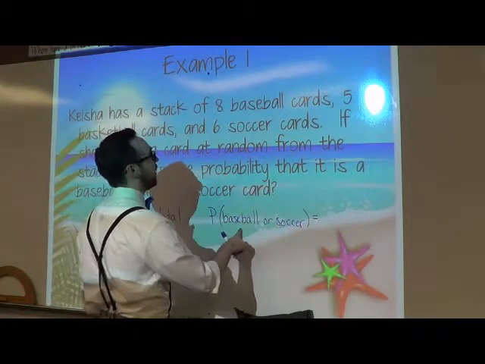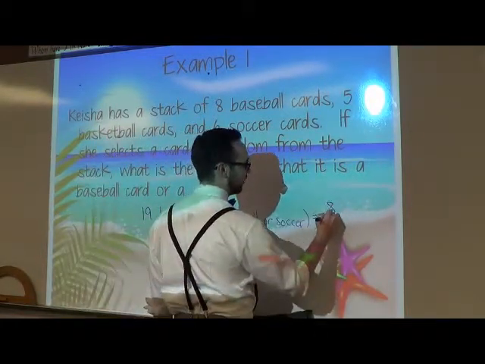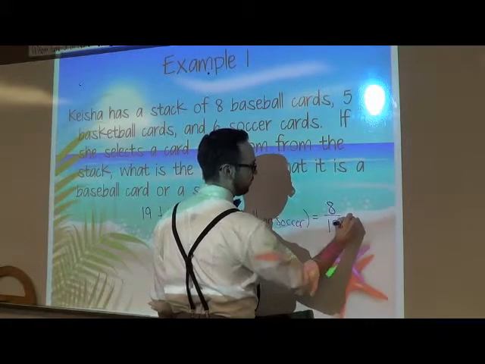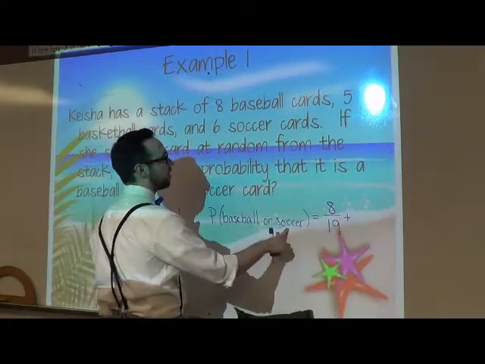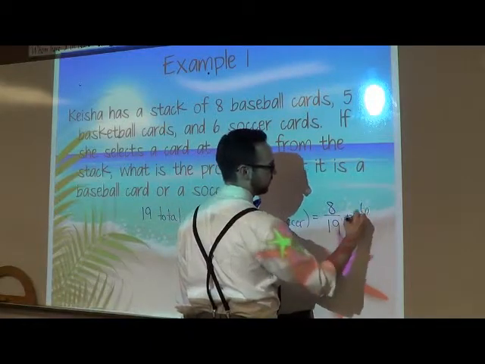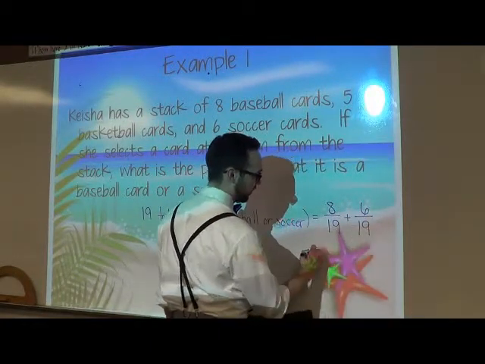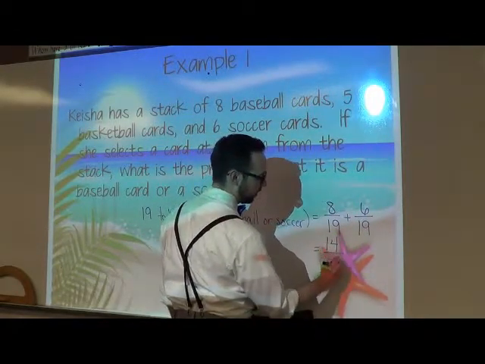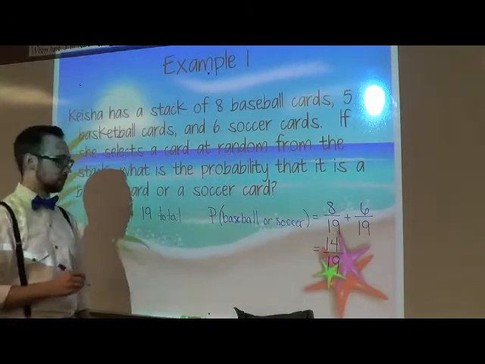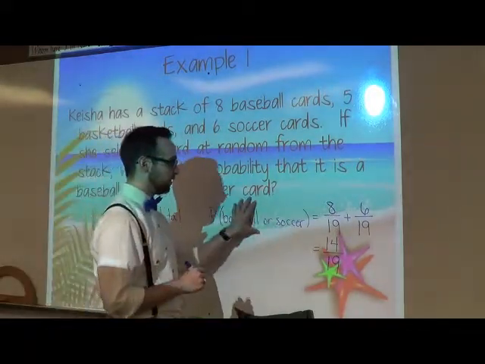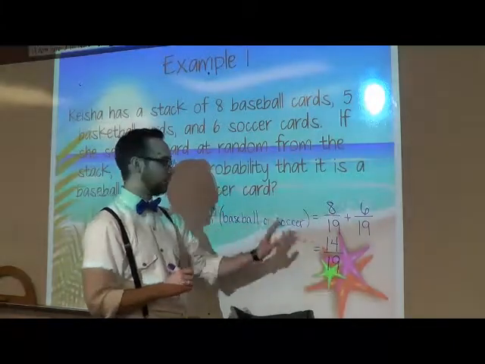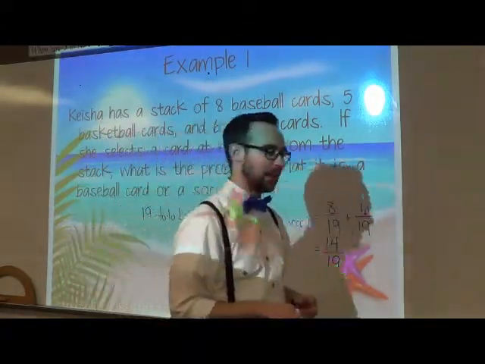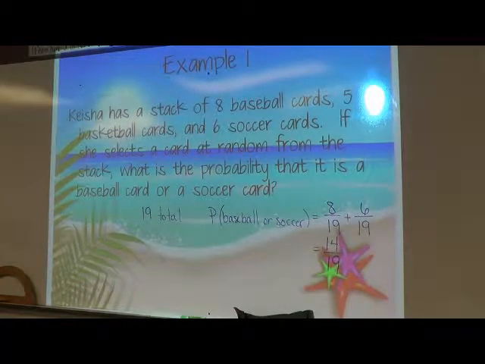What's the probability of getting either of these? Well, the probability of getting a baseball card is 8 out of 19. And we're simply going to add that to the probability of getting a soccer card, which is 6 out of 19. The combination of those two events together would be a total probability of 14 out of 19. For me to be successful, I can pick either one of these, and together there are 14 combined baseball and soccer cards, so I have a 14 out of 19 chance of pulling one of those two types of cards. So very, very simple for now.